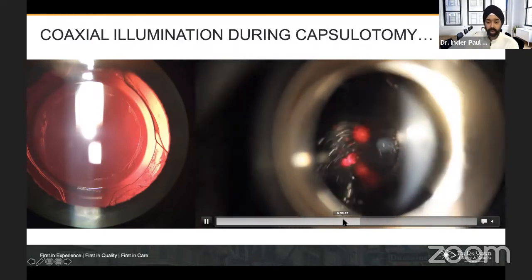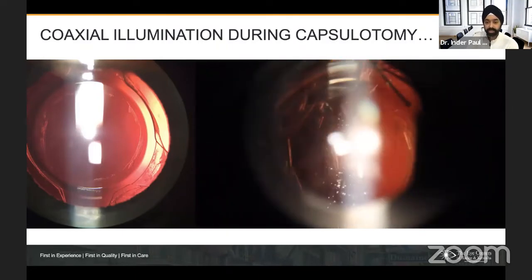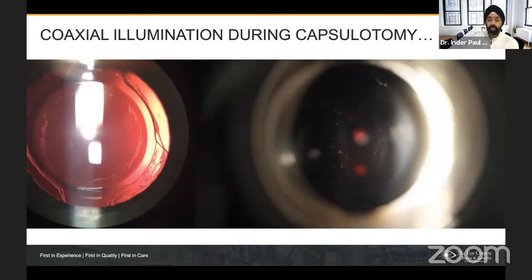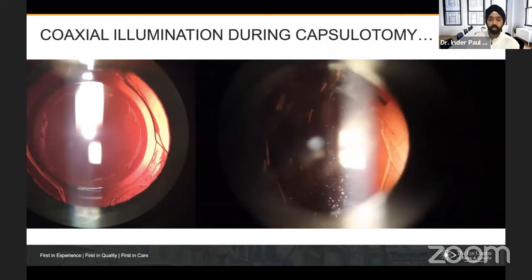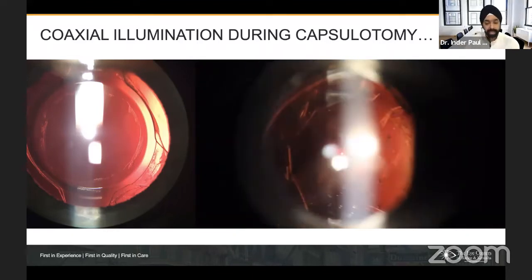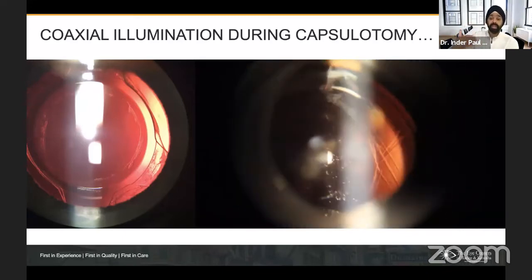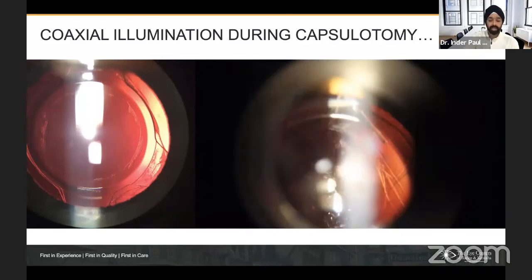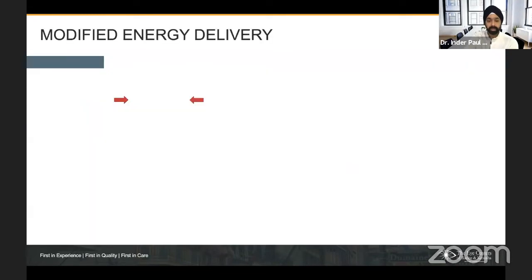And so by using coaxial illumination, even for YAG capsulotomy, I can see small remnants of the posterior capsule that I couldn't see with my standard positioning. This way, we can decrease the amount of complaints that people have after YAG capsulotomy with floaters. So this is why I think this laser is wonderful for YAG capsulotomy and how I use the coaxial illumination even during my YAG capsulotomies as well, decreasing the risk of patients complaining of small floaters afterward. So very efficient.